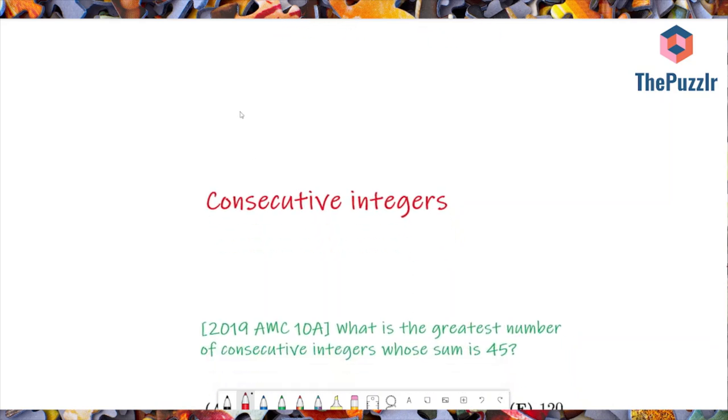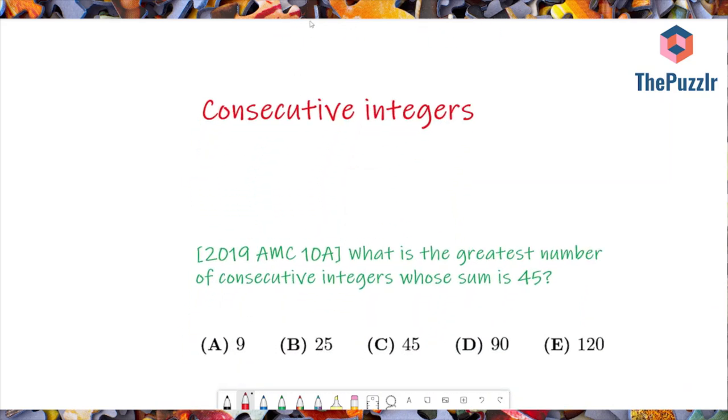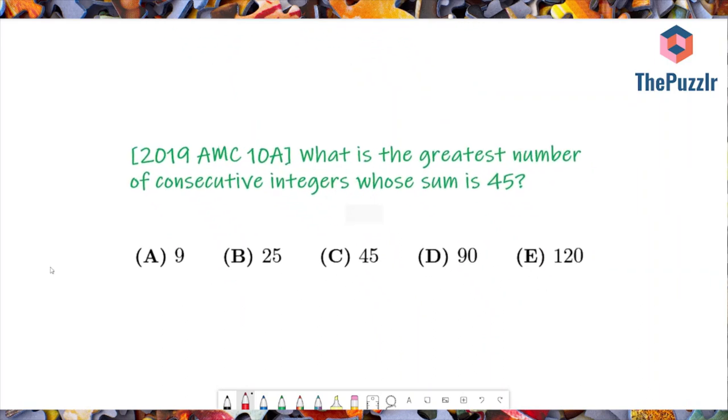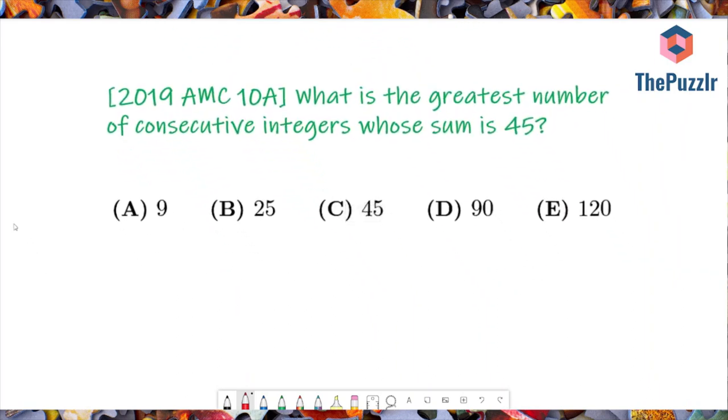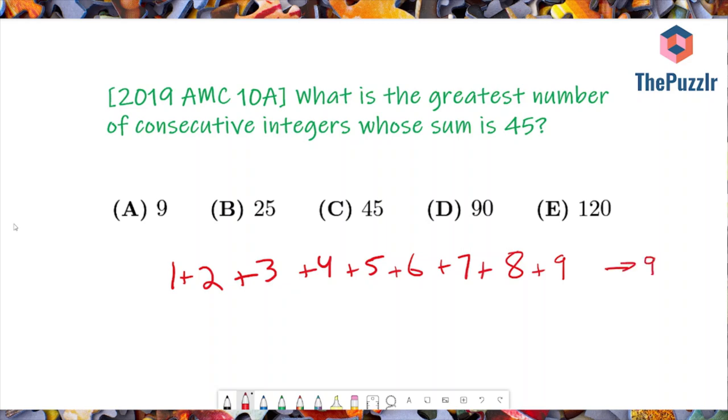Consecutive integers is our next topic. And there's not really any theory here. We'll learn more about this doing the problems. What is the greatest number of consecutive integers whose sum is 45? Well, we could have 1 plus 2 plus 3 plus 4 plus 5, that's 15, plus 6, that's 21, plus 7, that's 28, plus 8 would give us 36, plus 9. So that's 9. So I would just say that answer is 9.